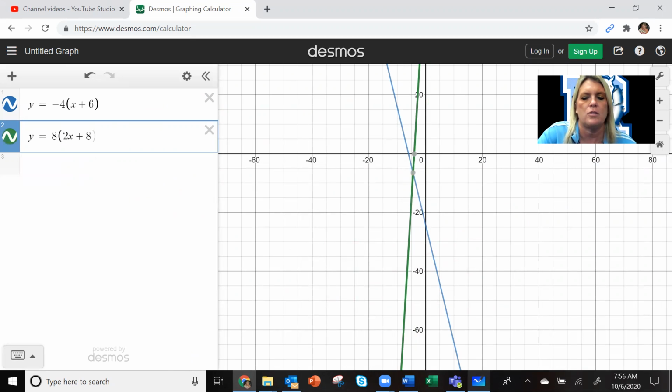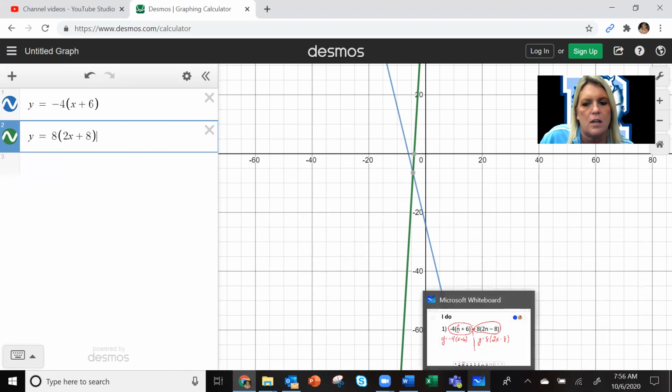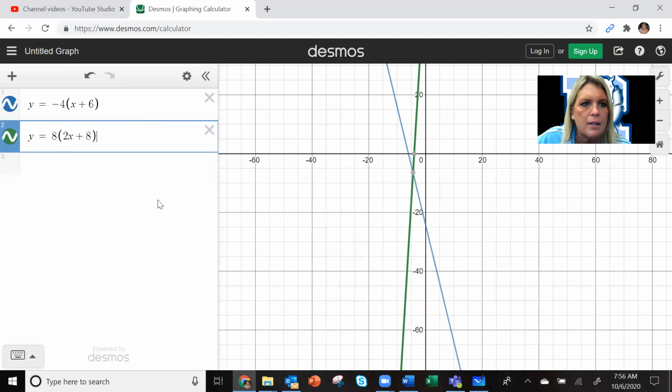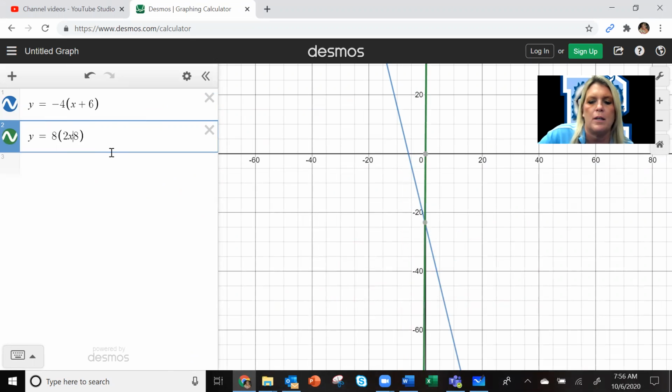Okay, let's make sure I typed it in there correctly. So it's -4 times x plus 6, yes. Then y equals 8 times 2x. Oh, I did plus, it's supposed to be minus 8. Yep, I need to fix that. Let me do -8. There we go.